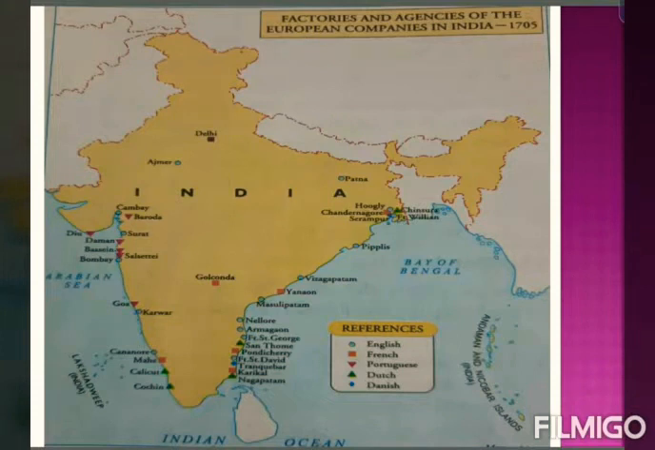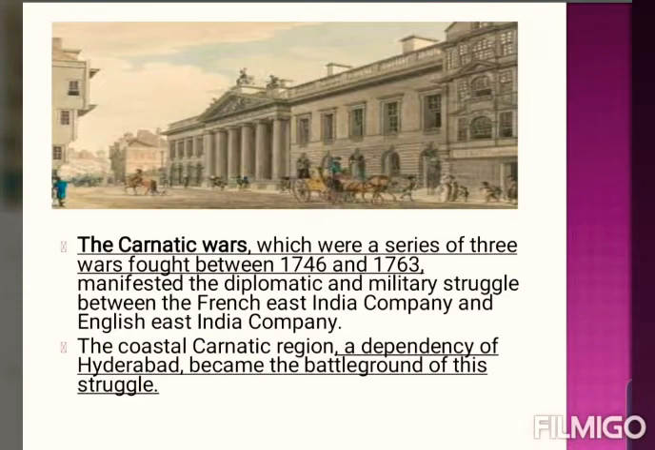This map shows different factories and agencies of the European companies in India by 1705. While struggling to have a greater colonial possession, by the 18th century, British and the French got established as the two major Western powers in India.